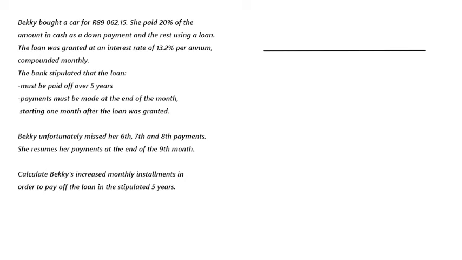Now, the added thing to this situation is that unfortunately, Becky missed her sixth, her seventh, and her eighth payment. She resumes her payments at the end of the ninth month. Now we need to calculate Becky's increased monthly installment, or installments, because she's going to carry on with the loan in order to pay it off in the stipulated 5 years. So unfortunately, Becky has put herself into a little bit of a situation here, because now her monthly installments are going to increase due to those 3 months where she didn't make a payment.